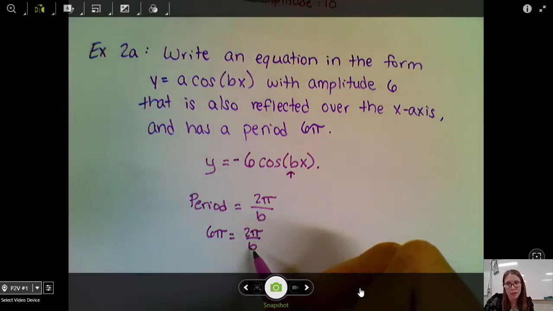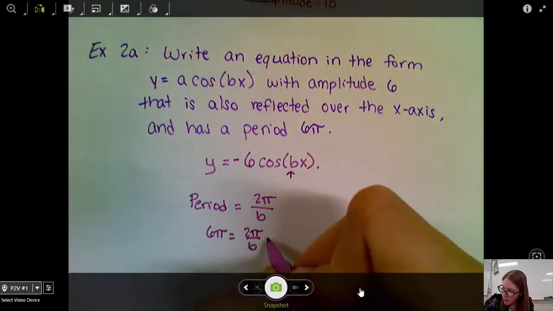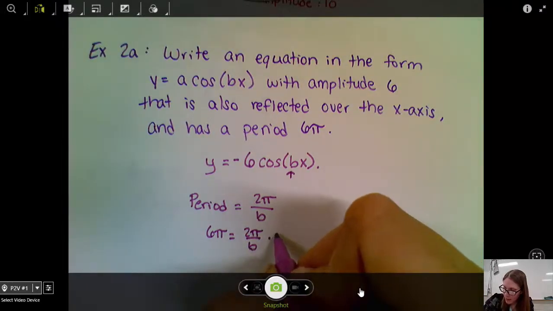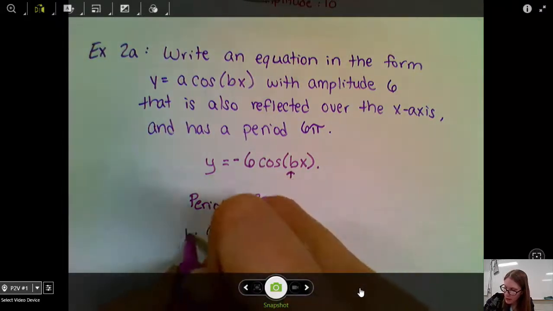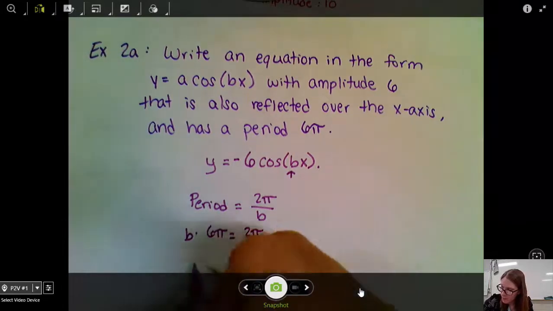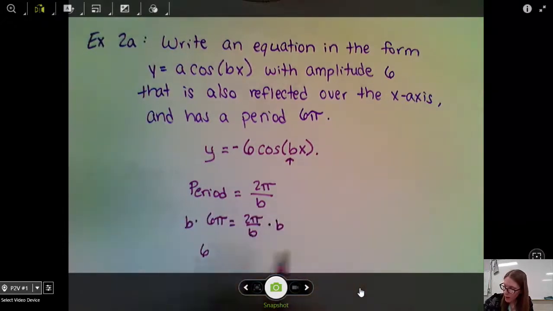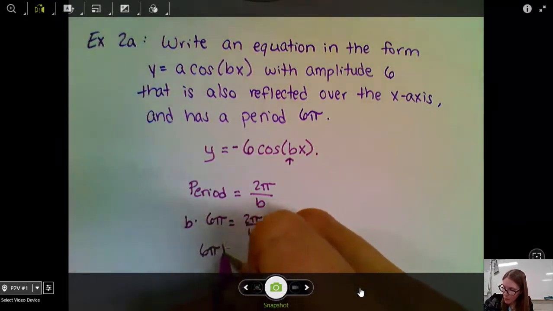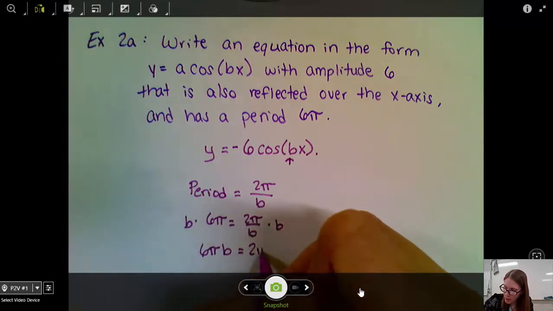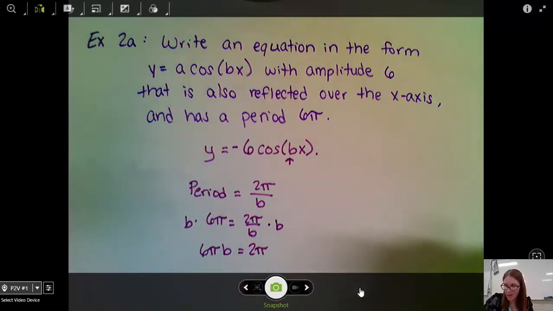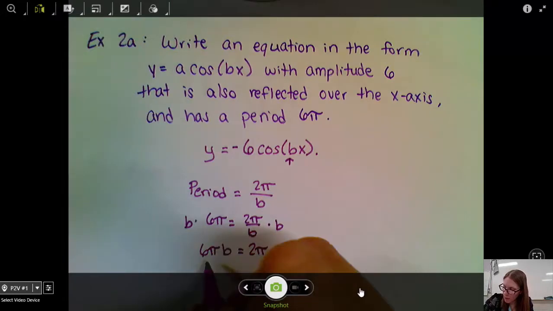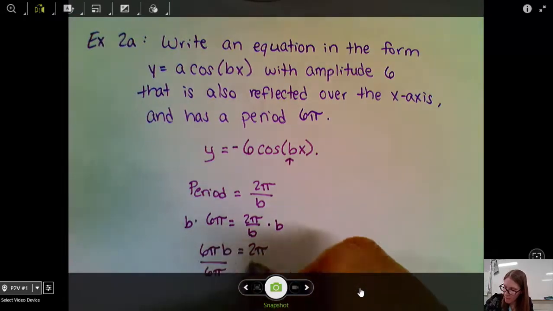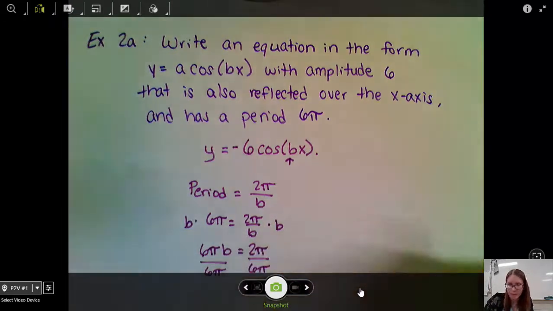To solve our equation and to get b by itself, I don't like the fact that b is in the bottom of a fraction, so let's multiply both sides by b. And that gives us 6 pi times b equals 2 pi. And to get b by itself, we'd divide both sides by 6 pi. Divide by 6 pi.